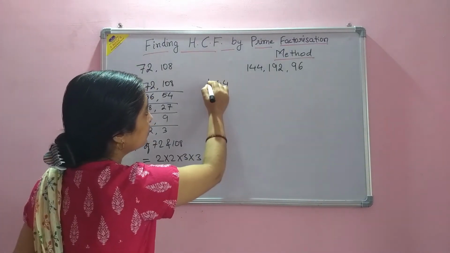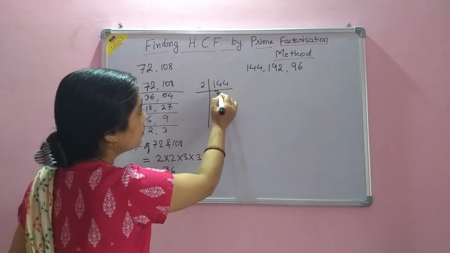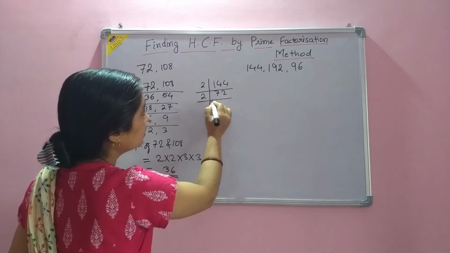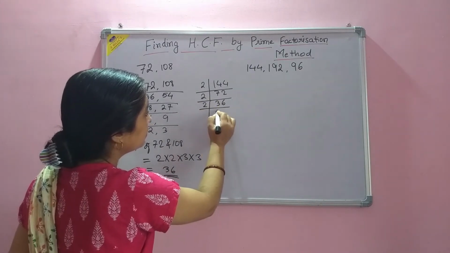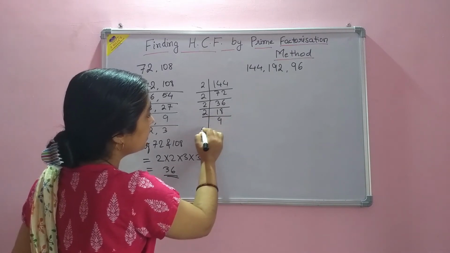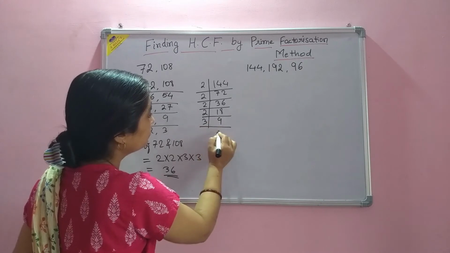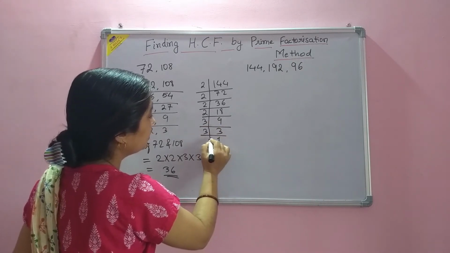144, do the prime factorization. 2 7s are 14, 2 2s are 4, 2 3s are 6, 2 6s are 12, 2 18s are 36, 2 9s are 18. Now 3. 3 3s are 9, 3 1s are 3.